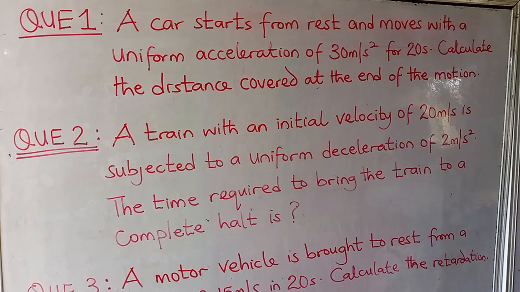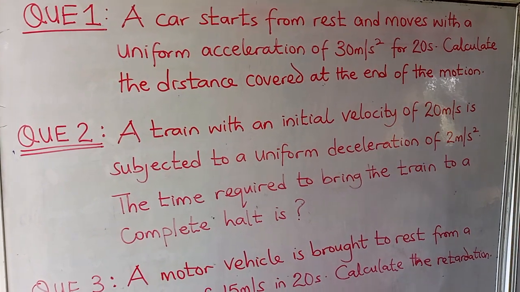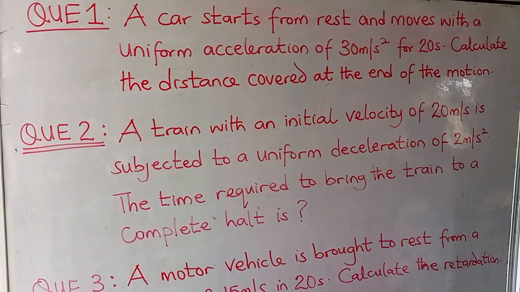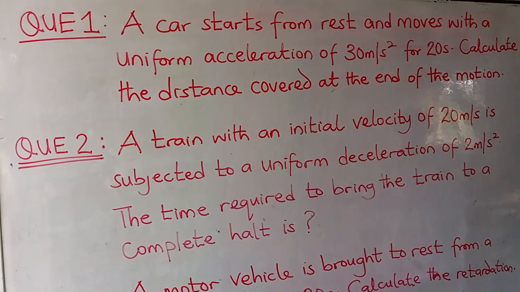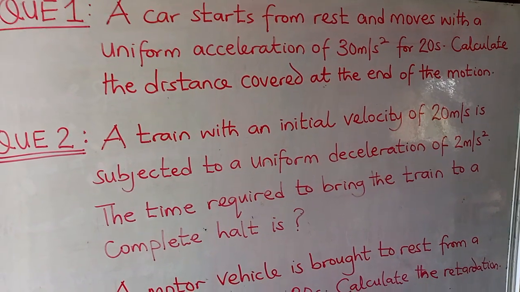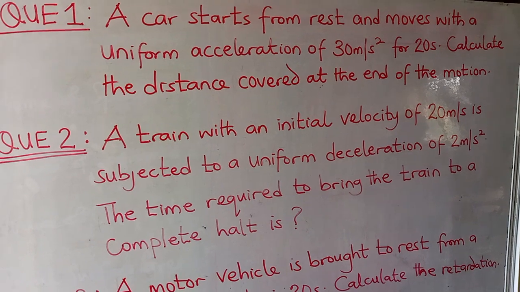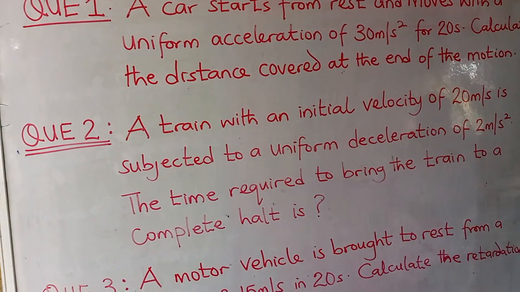Now, the first question. A car starts from rest. What does that suggest? u equals 0. A car starts from rest and moves with a uniform acceleration of 30 meters per second squared. When you see meter per second squared, you know that's acceleration. For 20 seconds, that's time. Calculate the distance covered at the end of the motion.